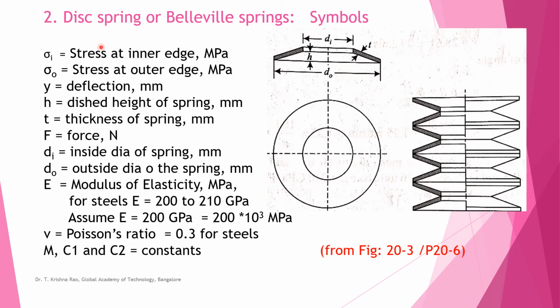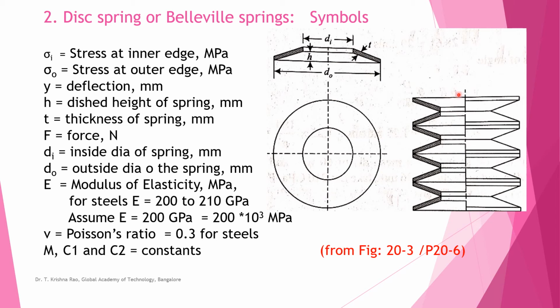Then comes the second type called disc spring. It's also called Belleville spring. The symbol looks like a hat here. There is a gap here. T is the thickness of the plate that we use for manufacturing this. Inside diameter, outside diameter. It's like a circular piece. We have got a hole here, inside diameter, outside diameter.